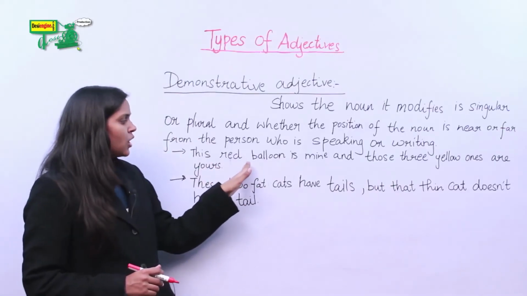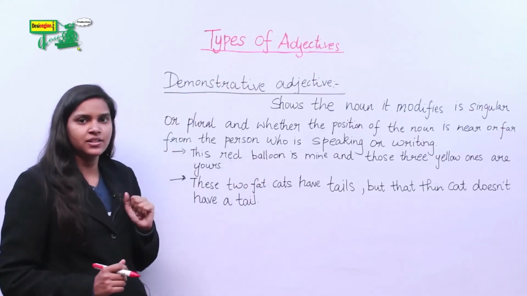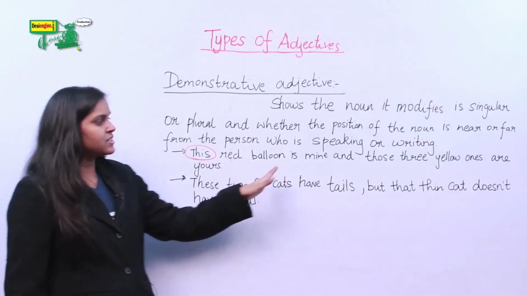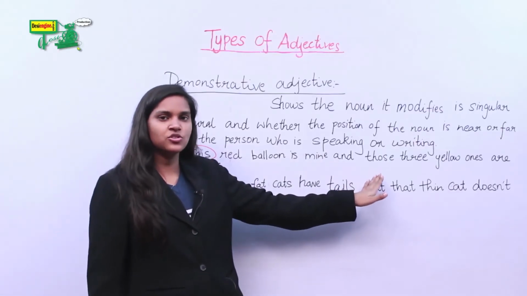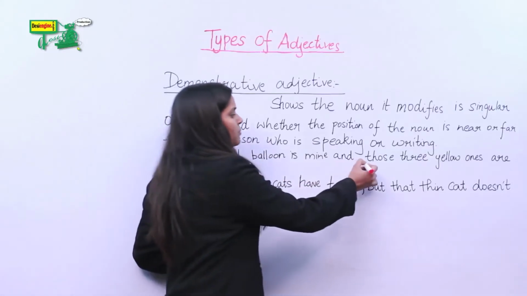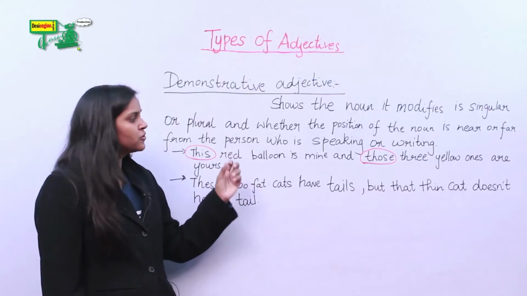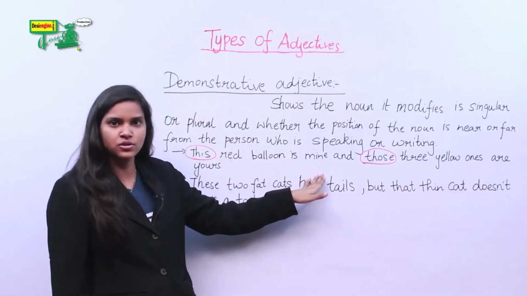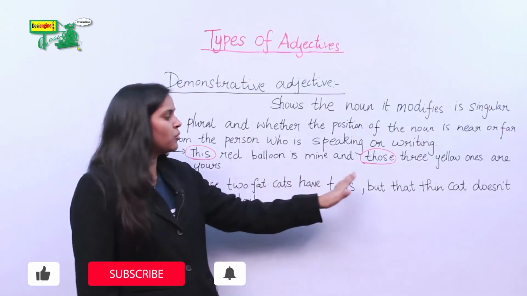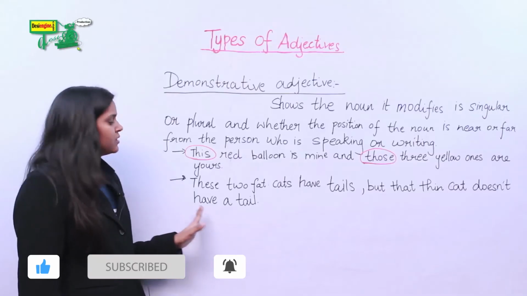Here our noun is red balloon and it is singular. Therefore, our demonstrative adjective is this. There is another demonstrative adjective in this sentence, and that is those, because it talks about the position of 3 yellow balloons which are far, and that's why the usage of the demonstrative adjective those. Let's take another example.